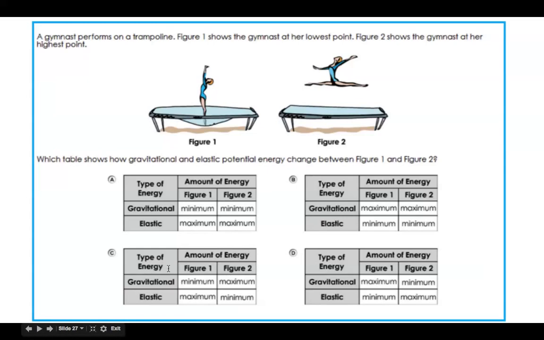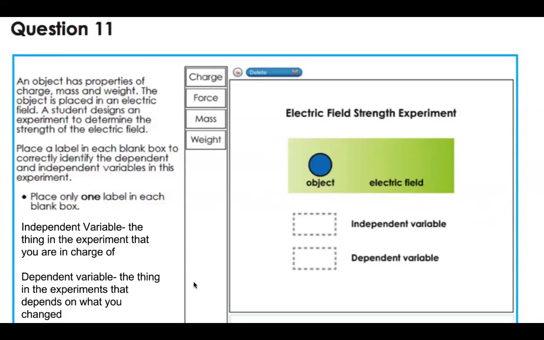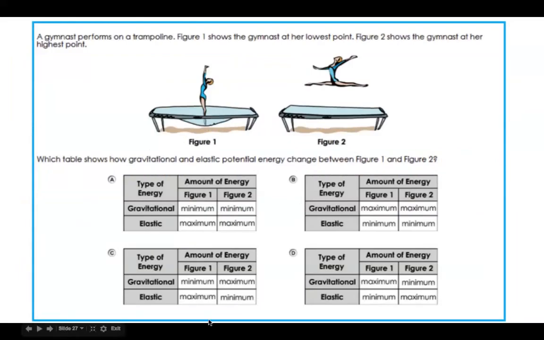If you picked C, you were correct. Figure 1 has the minimal gravitational energy. Let me go back. And in Figure 1 we have the maximum elastic energy, whereas in Figure 2 we have the maximum gravitational energy and the least amount of elastic energy.